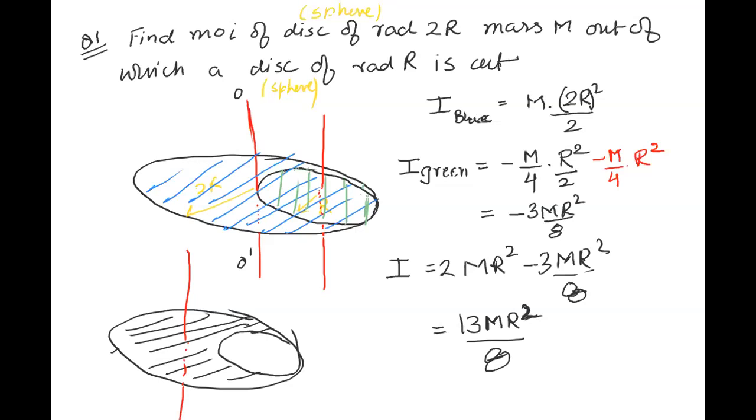If another disk is placed on a disk, then the moment of inertia of the two disks will be the sum of the moments of inertia of the individual disks. In this case, it will be the difference because the green disk is having negative mass.